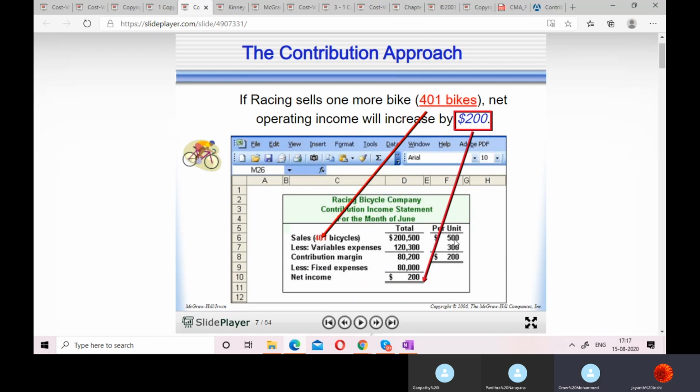400 into 500 is 2 lakhs. Your variable expense is 1 lakh 20. So you'll get 80,000, and 80,000 is your fixed expense. So 80 minus 80 is what? 0. That is your break-even. But if I am increasing the number of bikes to 401, that means even a single bike extra I'm selling above the break-even point, I'll be getting net income.